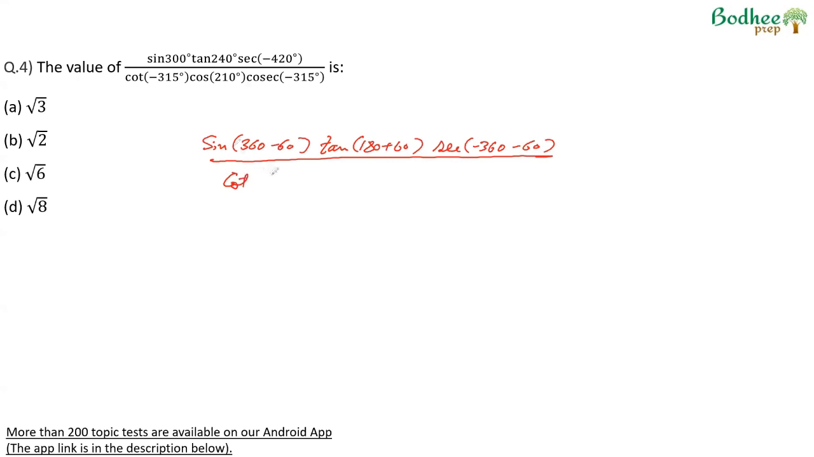Cot minus 360 plus 45, cos 180 plus 30, cosec minus 360 plus 45. 360 minus 60 will be fourth quadrant, so sine negative. 360 sine remains sine. So minus sine 60.